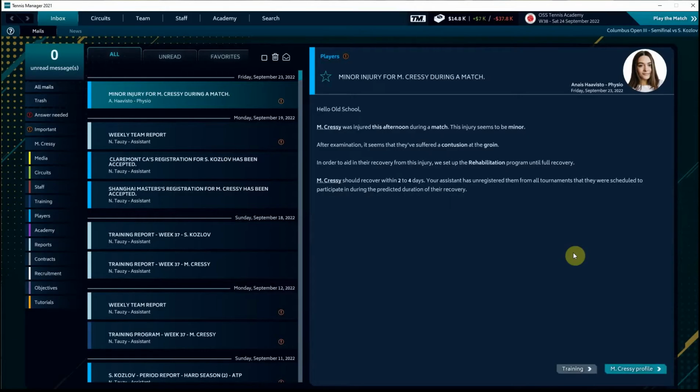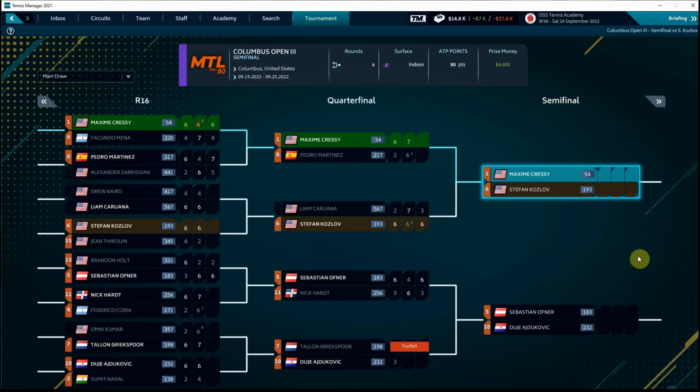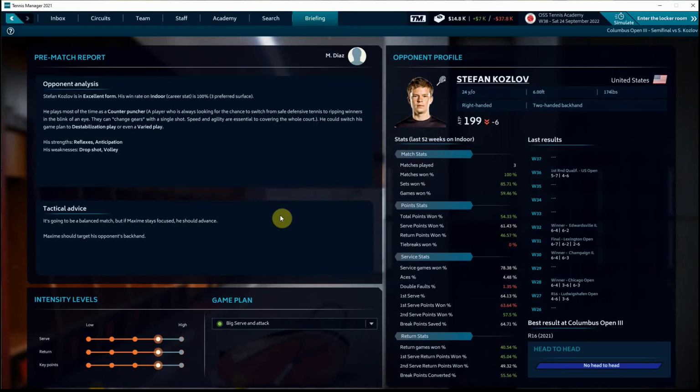So we are going to see Maxime against Stefan potentially, because the other odd thing is that I've noticed when people have these minor injuries, there's not really any way to pull out of the tournament. If he gets hurt further, they'll ask us if we want to just drop out of the match and forfeit. But the AI around this doesn't seem optimal. We are going to play out the entire tournament here.